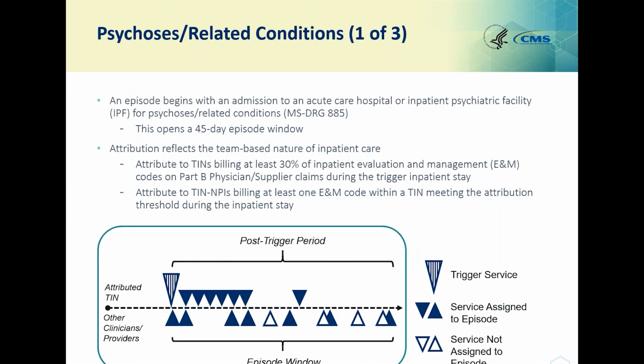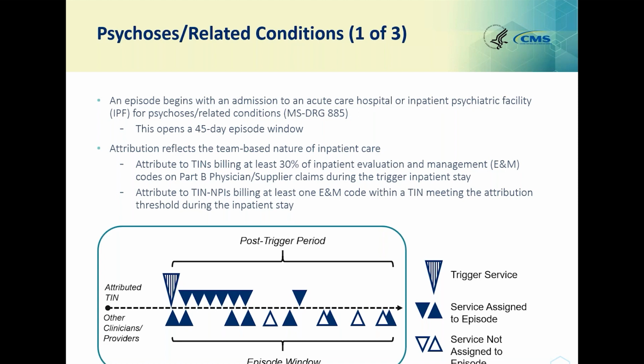As I mentioned, the measure is specified to capture the inpatient care for psychoses and related conditions using this overall framework. An episode begins with an admission to an acute care hospital or inpatient psychiatric facility, or IPF, for psychoses and related conditions as indicated by the payment variable MS-DRG 885. The trigger service, shown by the large striped triangle, opens a 45-day episode window. The colored triangles represent assigned services, while the empty triangles are other services that the patient receives, but which are not included in the measure.